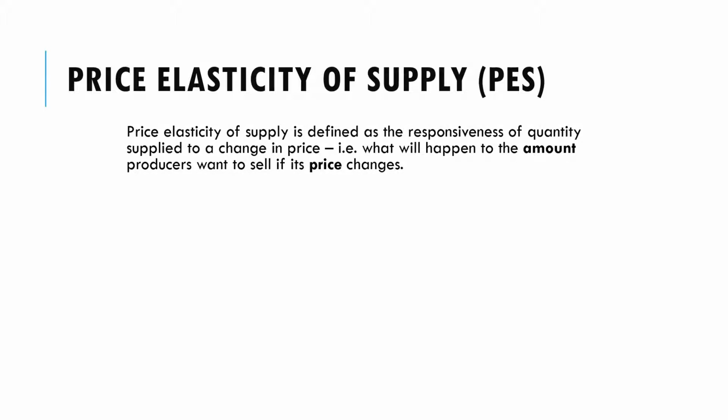Price elasticity of supply is defined as the responsiveness of quantity supplied to a change in price, i.e. what happens to the amount that producers produce or wish to produce if there is a change in price. Is it very responsive? Do they produce a lot more or not very much more? And which direction does that relationship go in?